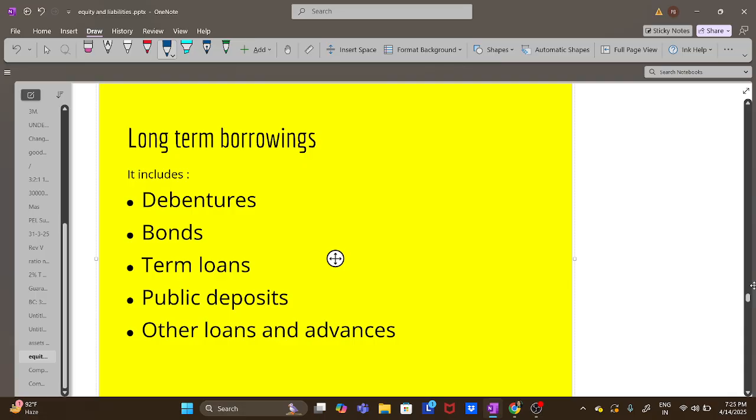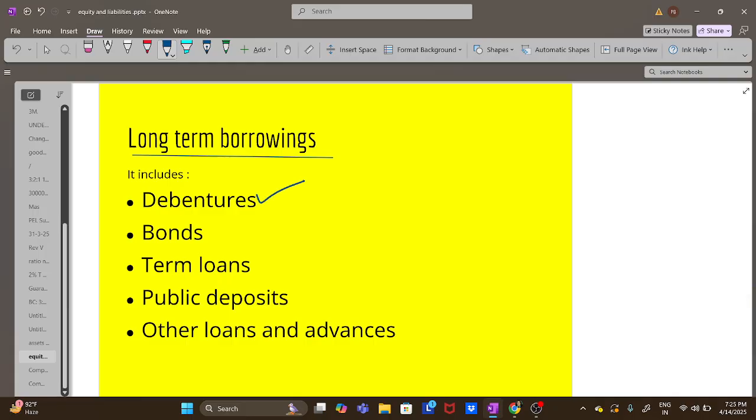Let's see some examples. Long-term borrowing, L, includes debentures. So if you are asked where debenture comes, debenture comes under non-current liability, under which one? Long-term borrowing. This is the subhead, this is the head. Both come on the liability side. Any of these, if asked, will come here. But there is an exception to this also.